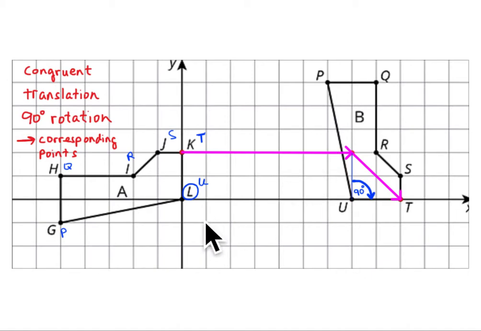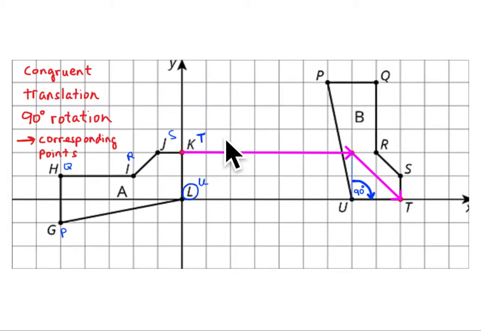You can get them to lay right on top of each other using a rigid transformation. In this case, two rigid transformations. So you can translate A 7 units to the right. So 1, 2, 3, 4, 5, 6, 7, and then rotate A 90 degrees, and it will map to B. All the corresponding points will match up exactly. So A is congruent to B.